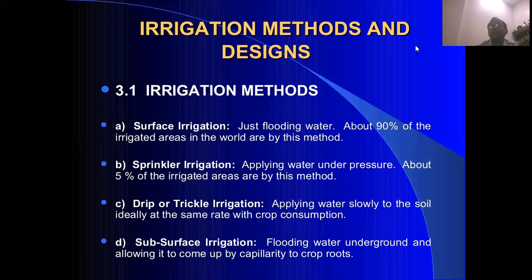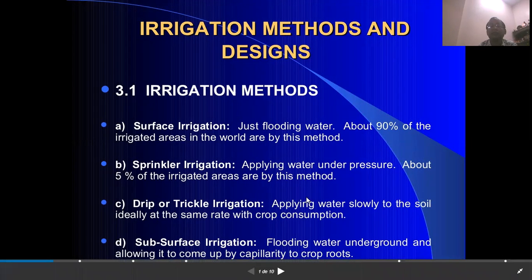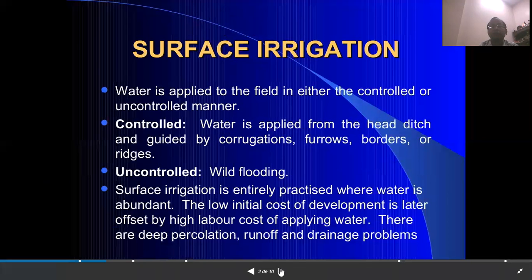Nearly 90% of the irrigated area in the world is irrigated by the surface irrigation method. About 5% is irrigated by sprinkler irrigation, drip irrigation covers a very low area, and subsurface and flooding are only a few of the methods involved. Surface irrigation.